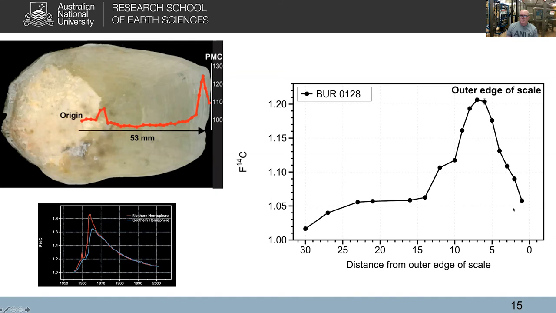And this is again what the data looks like. On the outside of the scale, we go up to the bomb peak and then back here towards 1950, in what we call the pre-bomb area.